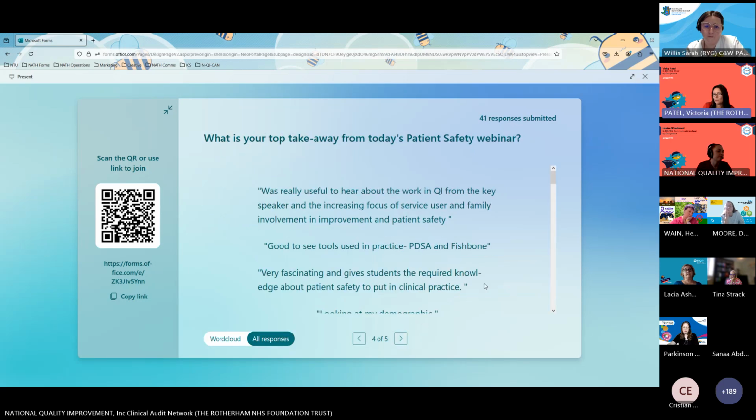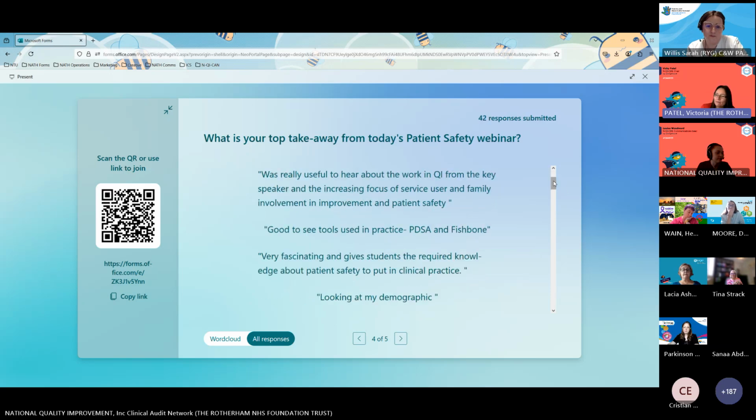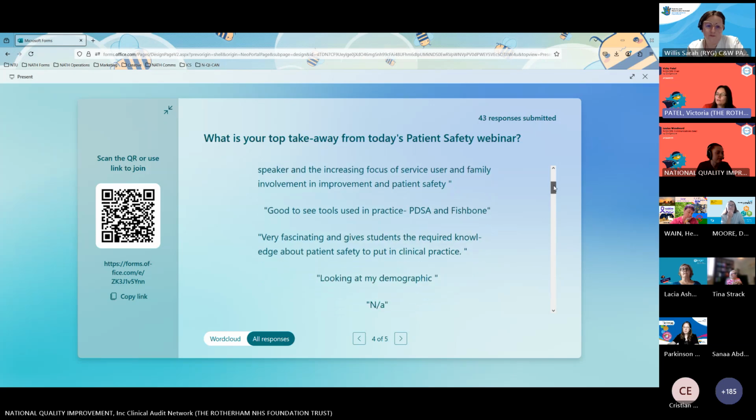And then some of your top takeaways then. Look at this. This is brilliant. So thank you for filling this in, and obviously we will make this available with the slide packs, and we'll use it to shape our future events.